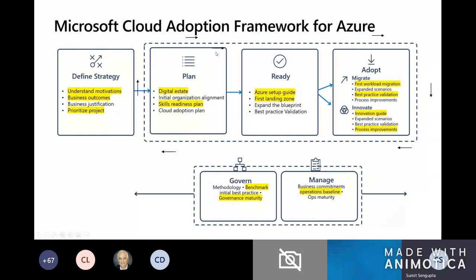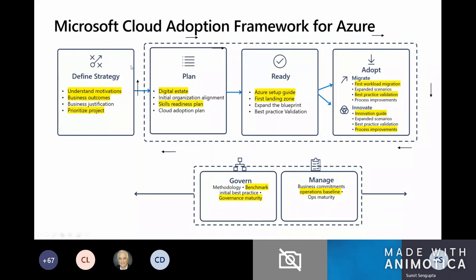Now notice that there is an arrow going around with a dotted line around that. So the idea is that you start with a plan, you get ready, and you adopt cloud. When you do that, after you have adopted cloud, meaning you have either migrated your applications or databases, or you have done something really new, like a brand new application that was never before, we started straight on cloud.